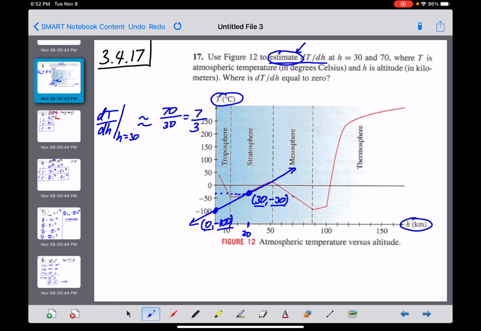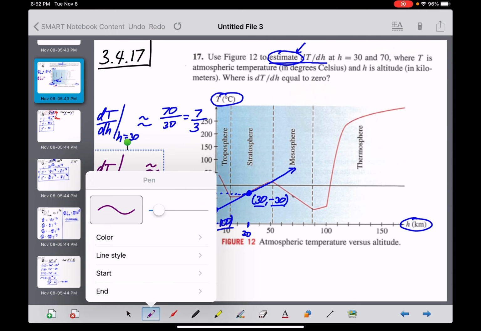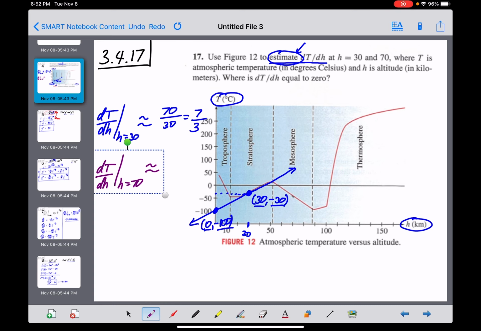there is no one right answer. Now they want us to do the exact same thing again, come up with an estimate for the value of dt/dh, but this time when h is 70. So I'm going to change the color of all of that. We'll go to this lovely shade of purple here, and then let me do the same thing with this pen now. So it's 50, 60, 70, which is right here.